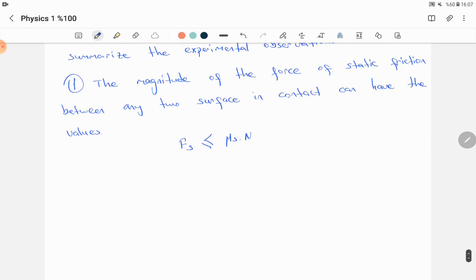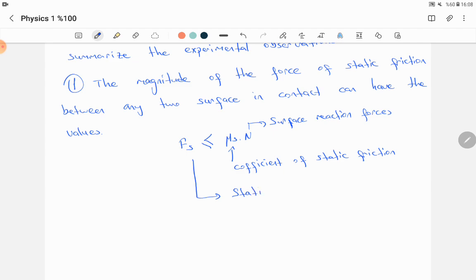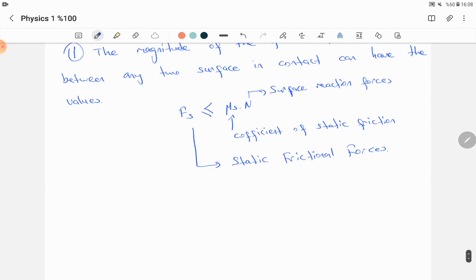And that is the meaning of coefficient of static friction. And reaction force, surface reaction force, and that is frictional force, static frictional force.